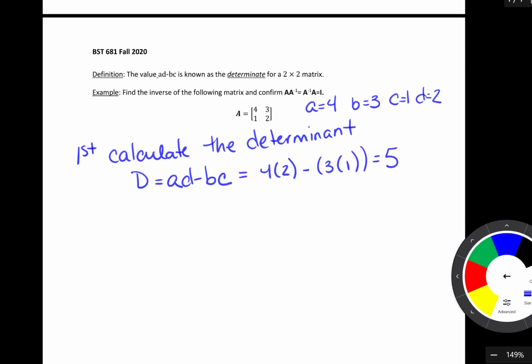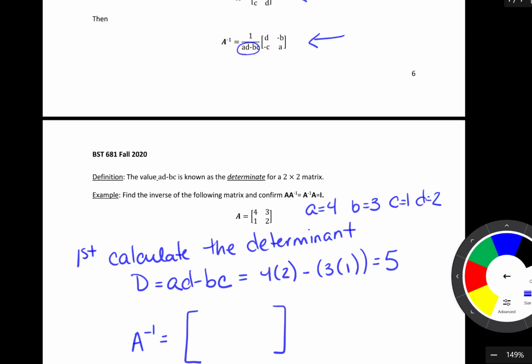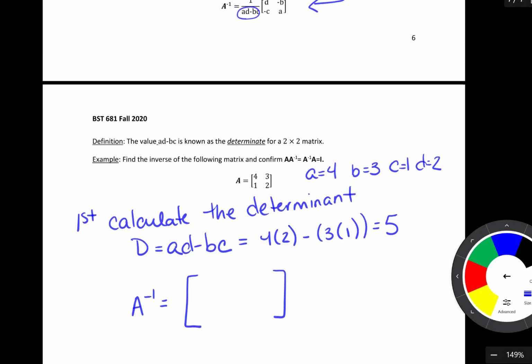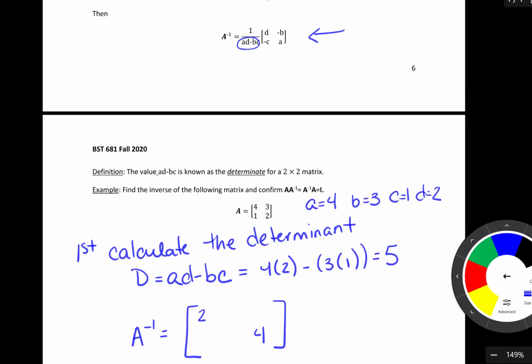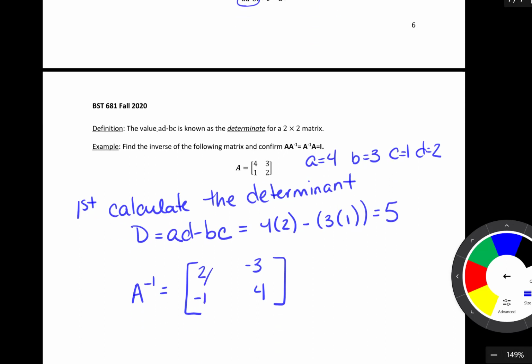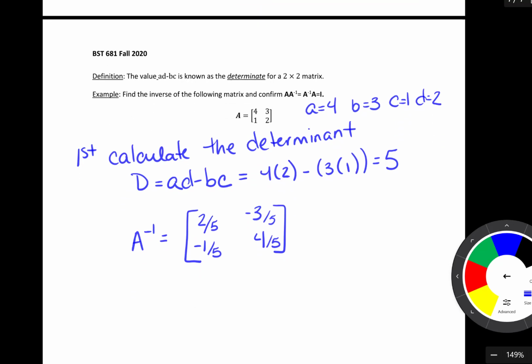So now we can find our inverse. So we have A inverse. So the first thing we're going to do is we're going to flip the values that are on the diagonal. So we're going to have 2 and 4. And the numbers on the off diagonal are going to become negative. And then we need to divide all of these numbers by the determinant. So that is the inverse.